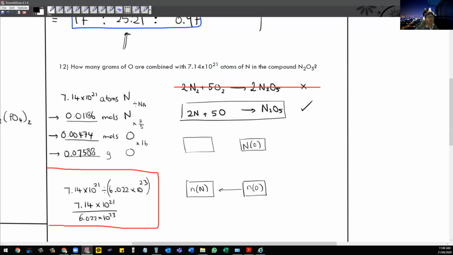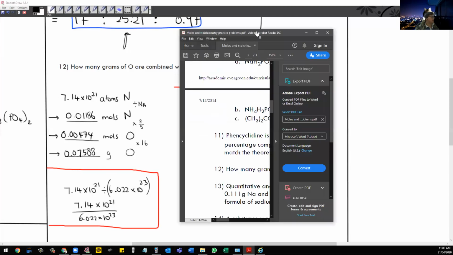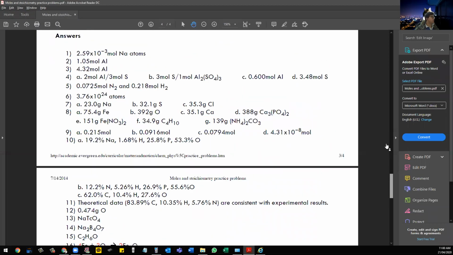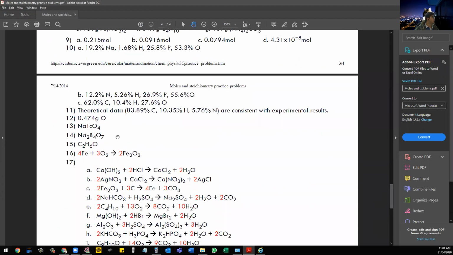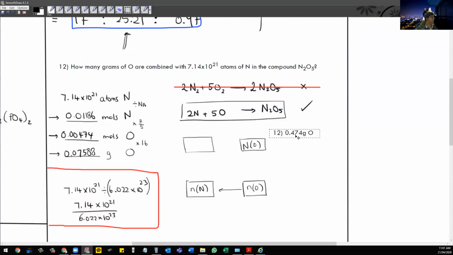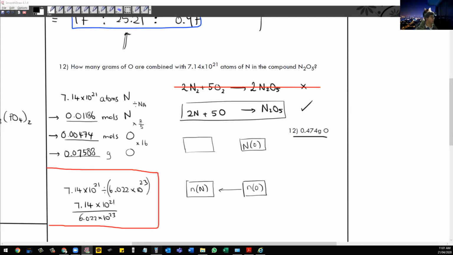Okay, so let's double check the answer. So here's the question, question number 12. The answer is 0.474 gram. So I think I made a mistake somewhere. There's N2, that's right, N2O5. That many grams of atoms. How come I didn't get that number? So we'll check everything.